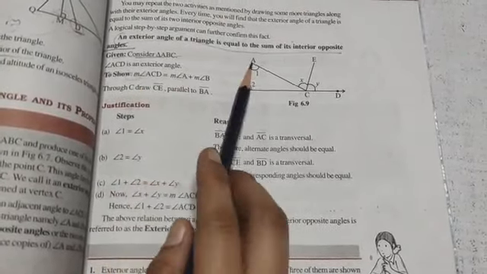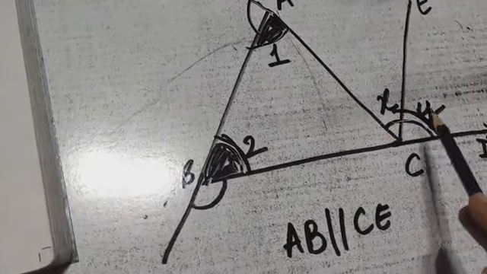Now after that, angle 1 plus angle 2 is equal to angle X plus angle Y. That shows this thing, no? Because these two angles are equal and these two angles are equal, we can say angle 1 plus angle 2 is equal to angle X plus angle Y.